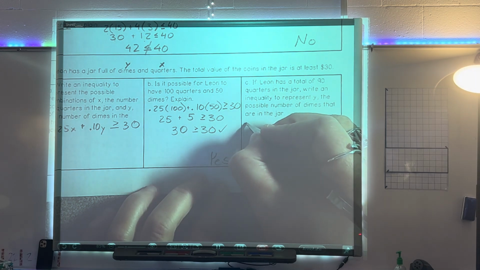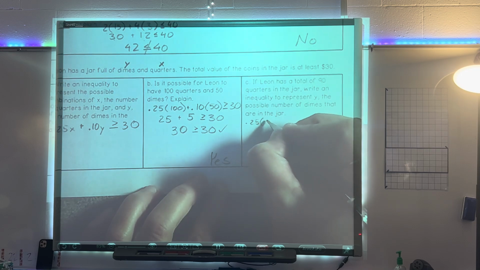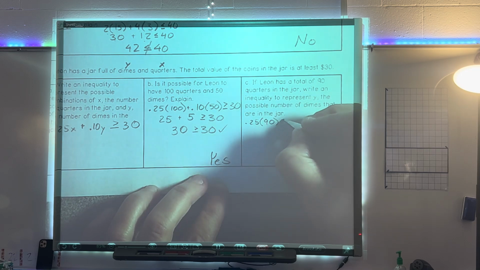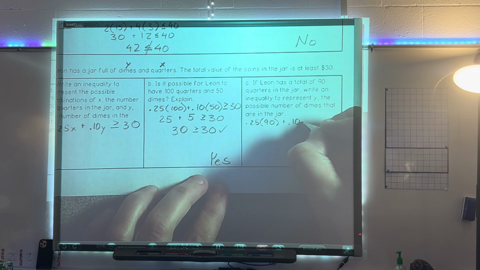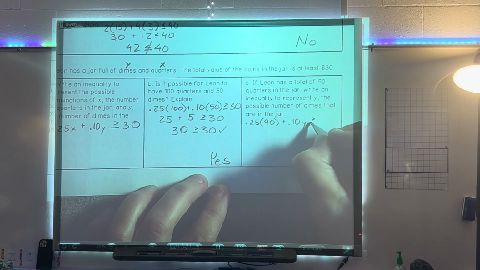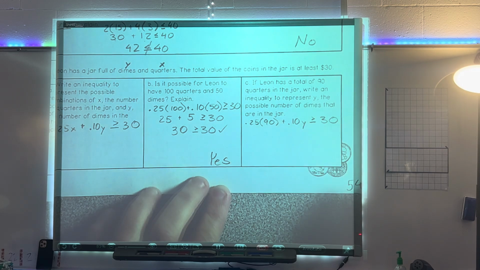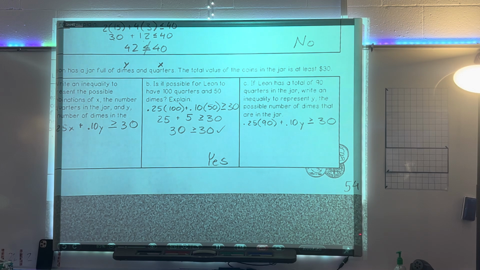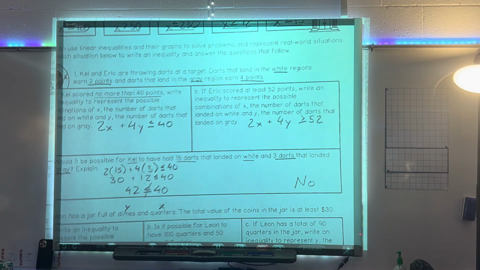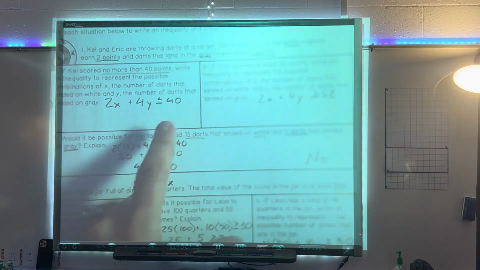Okay, so I have 0.25 times 90 plus 0.10y greater than or equal to 30. Because y'all understand, none of the other information that I was already given has changed at all. Whereas up here, where was it? Yeah. Here, the same thing happened.